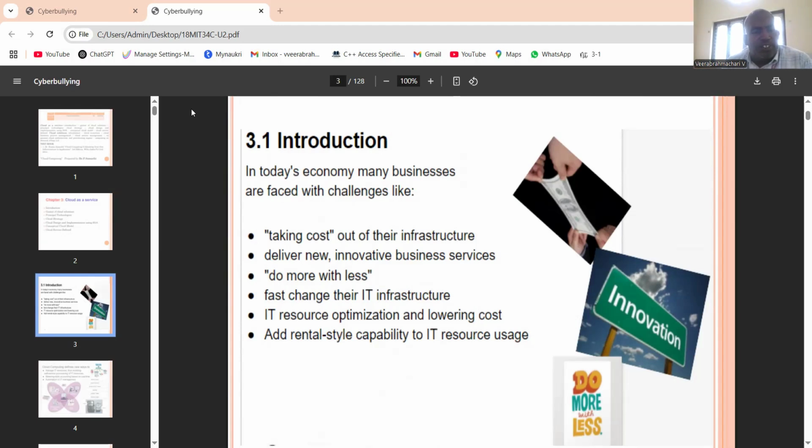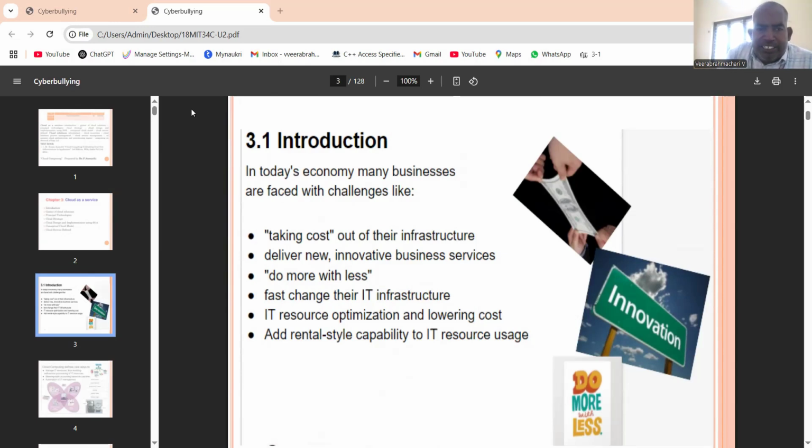We should deliver new and innovative business services, and we can store a large amount of data at lower cost, with fast changing IT infrastructure, optimization of IT resources and lowering of cost. The rental style of IT resource capability should be used for various innovations, using cloud infrastructure.